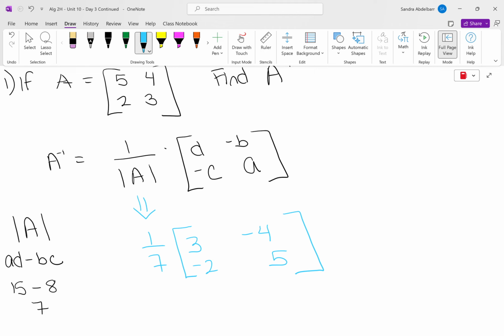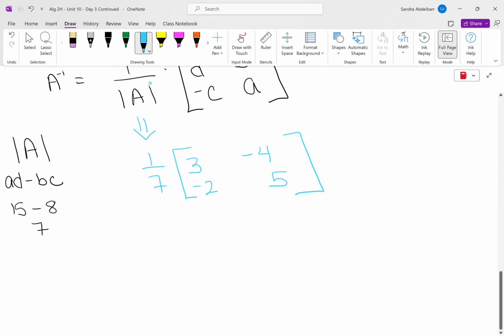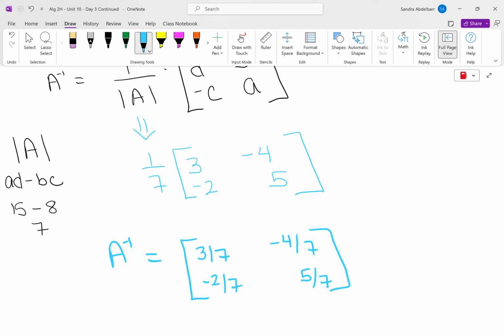So now I have a scalar times a matrix. What do I do when I have a scalar times a matrix? Distribute it right in. Exactly. So now my multiplicative inverse of matrix A will be 3 over 7, negative 4 over 7, negative 2 over 7, and 5 over 7.